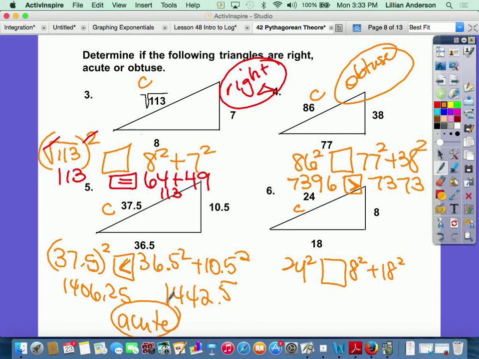Over here, you have 24 squared, which is 576. And then 8 squared plus 18 squared is 388. C squared is greater, so this should have been obtuse.